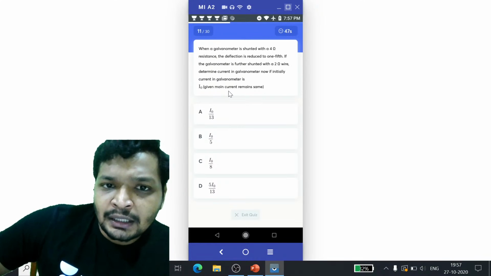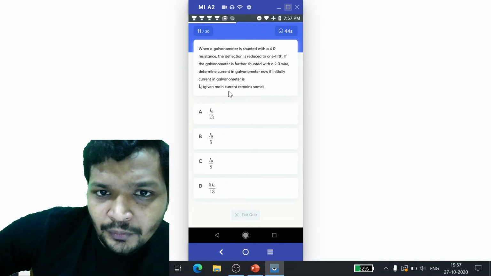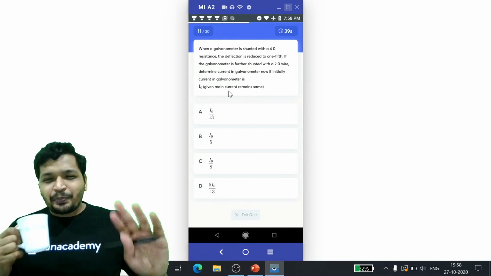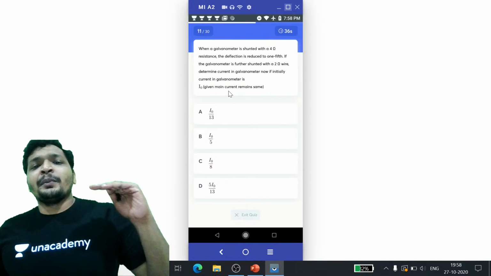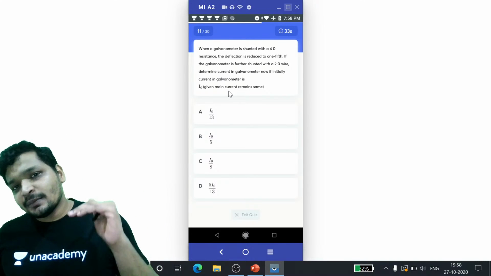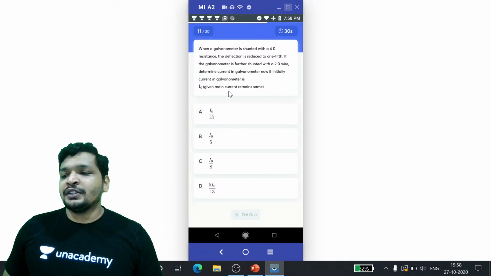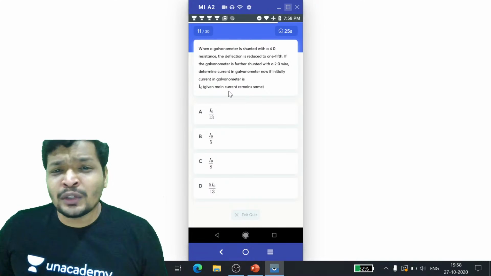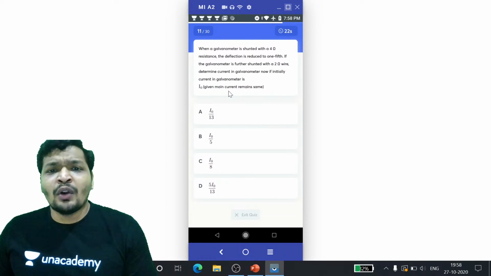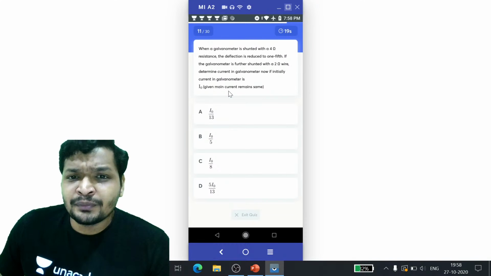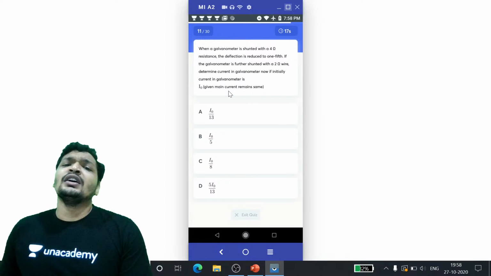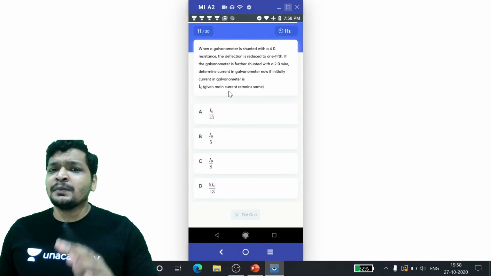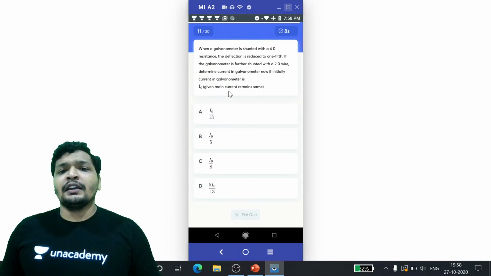It's not too much related to galvanometer, guys. It is a basic parallel, series combination question. Think about it that way. Initially I0 was flowing through the galvanometer. Then you shunted it with a 4 ohm resistance. Now the deflection reduced to 1/5. That means 4 by 5 I0 is passing through that resistance, which is 4 ohms.